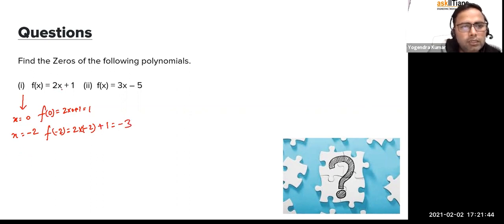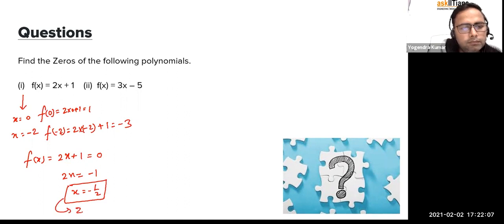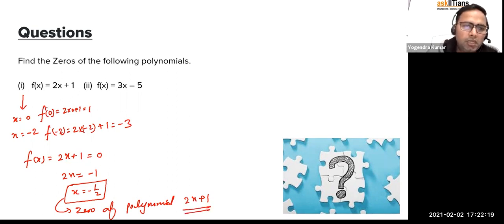So how to do that? What is my f of x? What is the easier way to calculate this? By trial and error, sometimes we can't get it. We can think about it later, but as of now, make it equal to 0. So 2x equals 1, the 1 goes to that side as minus 1, so x equals minus half. This is the zero of the polynomial. You can try putting minus half: it will generate minus 1, and minus 1 plus 1 becomes 0. So that is the zero of the polynomial.